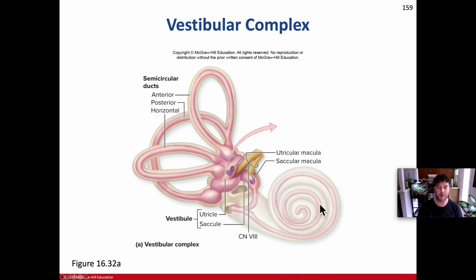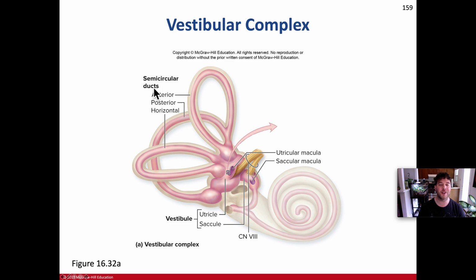So you had your hearing structure, your cochlea over here, and then for our equilibrium structures, we have the vestibule and then the semicircular canals. Remember, within your vestibule, you have your saccule and your utricle, and then the receptors for equilibrium are the macula. So you have your utricular macula and your saccular macula. There's some tricky words in this lecture for me.